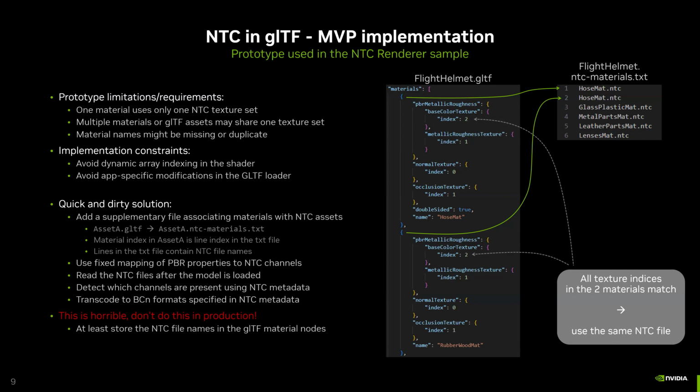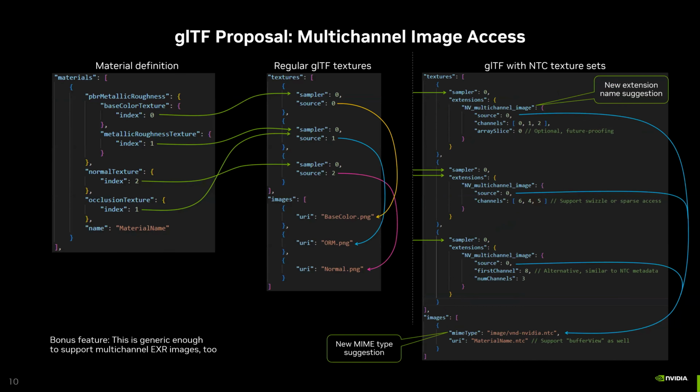So a better solution that I'm actually proposing here to integrate in glTF as a vendor extension is to add support for sort of multi-channel image slices. So normally with glTF, we have this material definition that has PBR slots, like the base color texture on the left that indexes texture number 0, that refers to an image file, also number 0, etc. Each texture has its own image file.